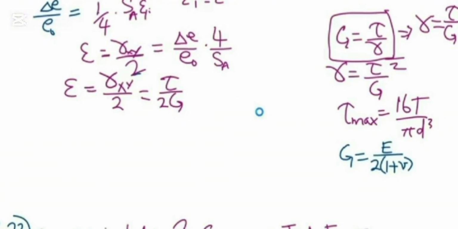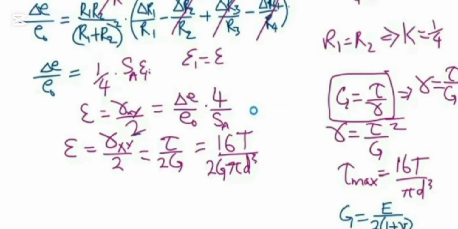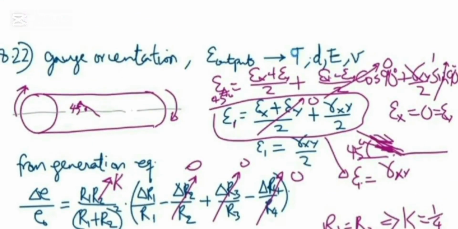And then we also know the formula is established. In 300 level, we have done this. Maximum shear stress is equal to 16 multiplied by torque all over pi d cubed. This is the maximum shear stress. Remember, we also have G here. And then finally, we can substitute. From here, we can see that we have our torque and D, because the question says in terms of T, D, E, and other material properties.